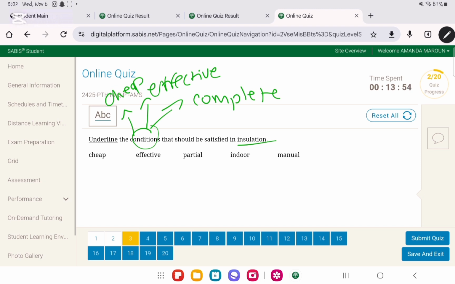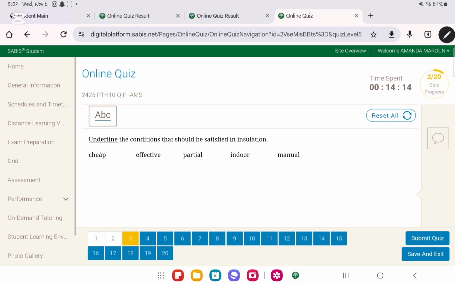So if you're gonna do insulation for the doors, do it also for the windows, okay? Not only for the doors and you leave the windows uninsulated, that's not correct. So looking at our options, we can see only 2, which is cheap and effective. Partial is the opposite of complete, indoor doesn't make sense. Manual also does not make sense. So it has to be cheap and effective and also complete.